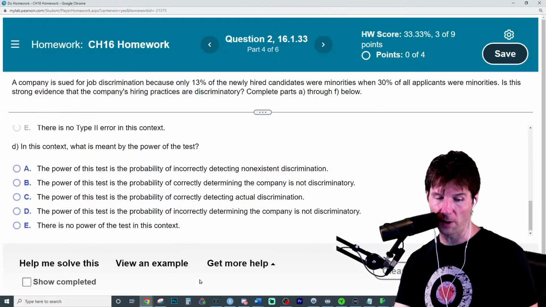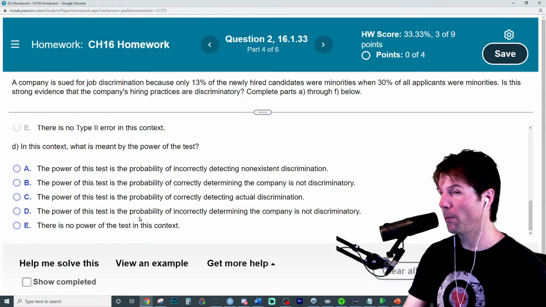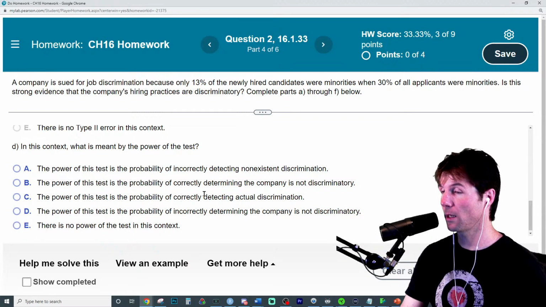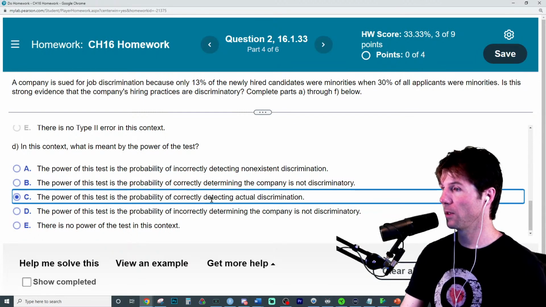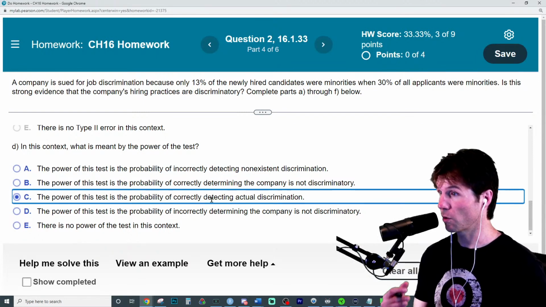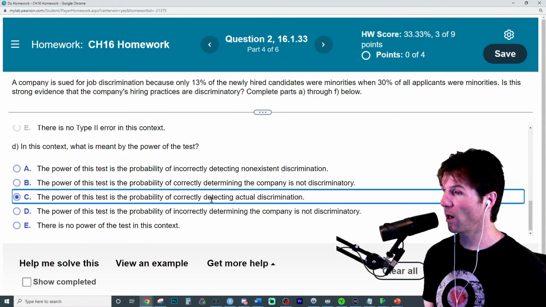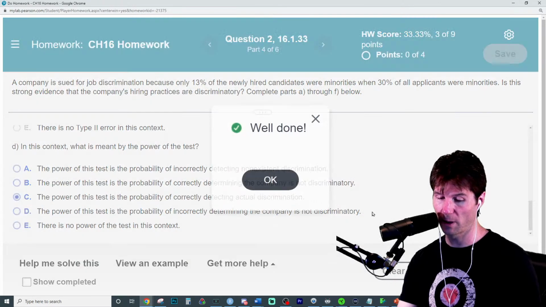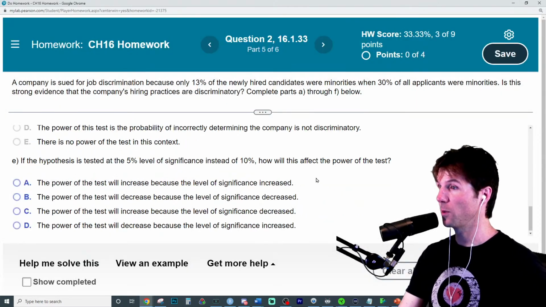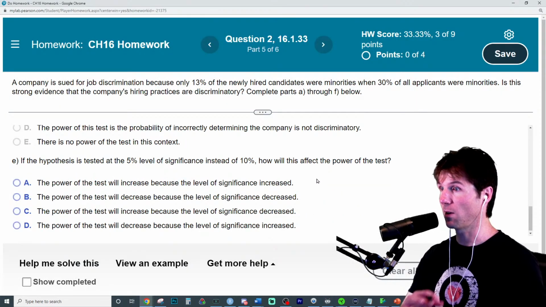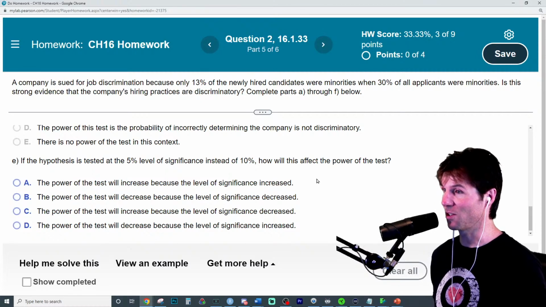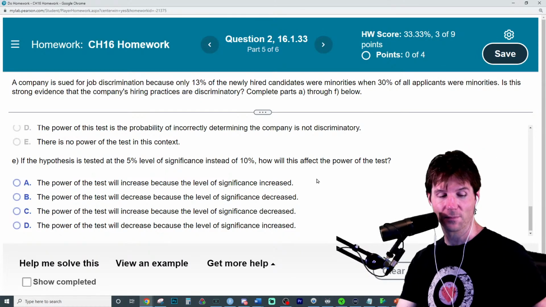Let's see how that applies to our question. What is power? The power is the probability of correctly determining that the company is actually discriminating. Remember, if the null is false, then they really are discriminating. So if they are discriminating, we can figure that out. A very powerful test will correctly determine a company is discriminating, because we'd be rejecting the false null because they're not innocent, they're guilty in this scenario. So a powerful test would figure it out.